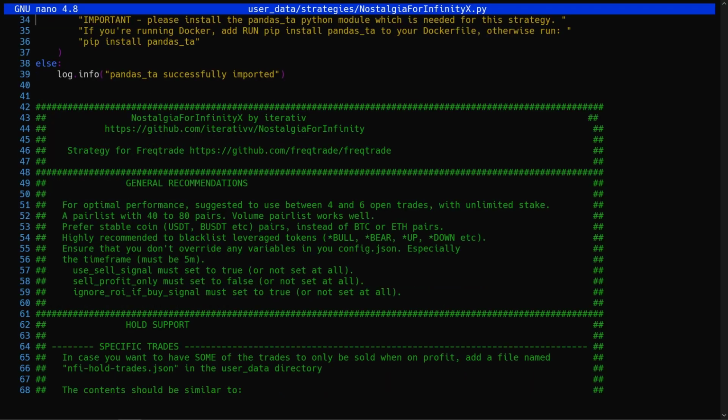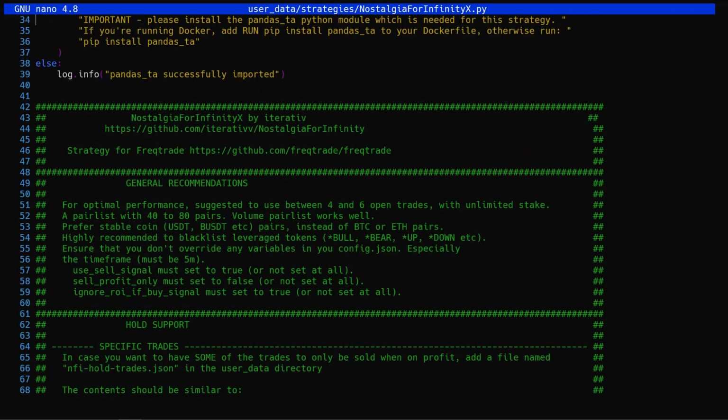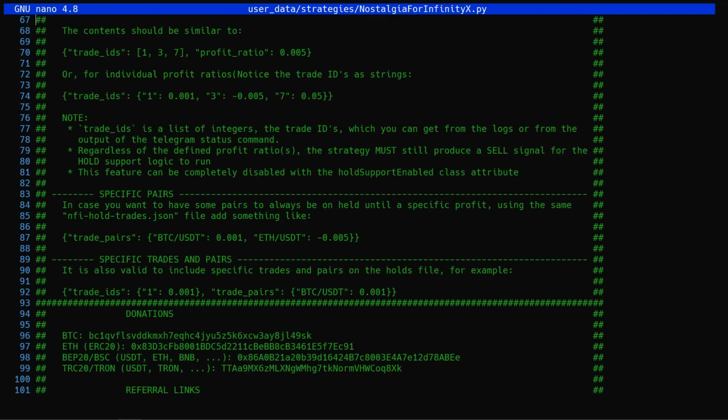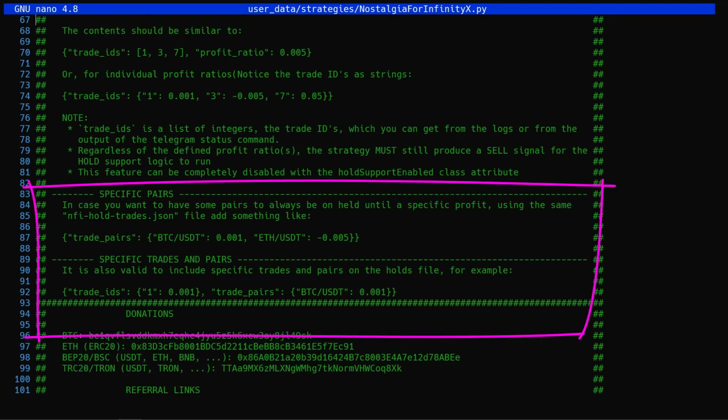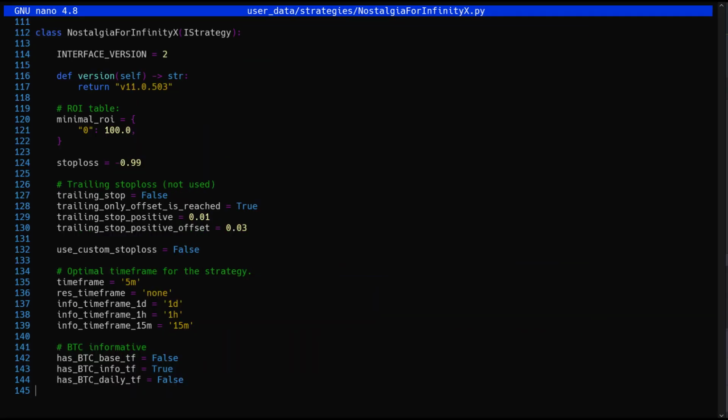This section gives us some comments on how to act on trades you do not want to sell with a loss or only want to sell when reaching a certain amount of profit. For this you have to create some additional files on your Freqtrade installation which should contain the trade IDs or pairs. This next section is recognizable and it contains the default settings each Freqtrade strategy file should contain, like ROI, stop loss, time frame and more.